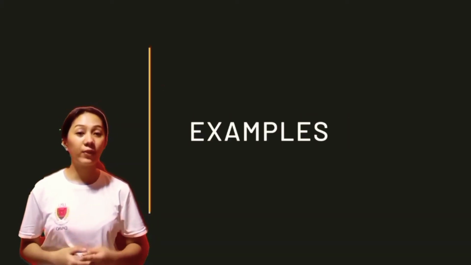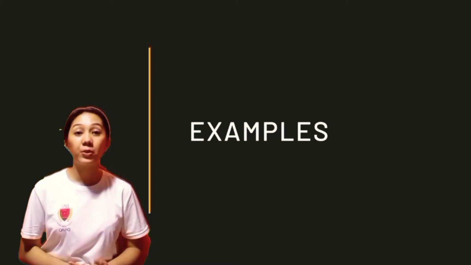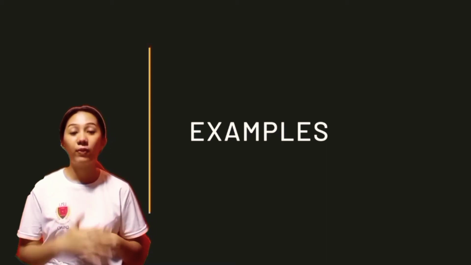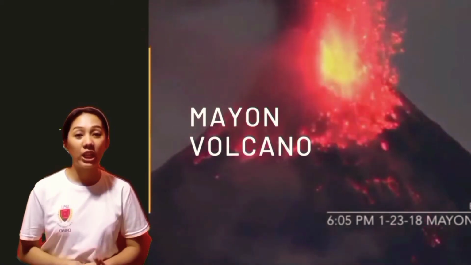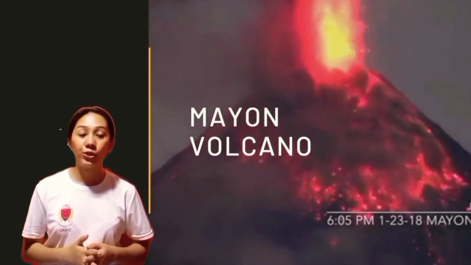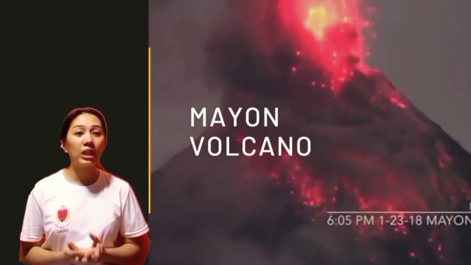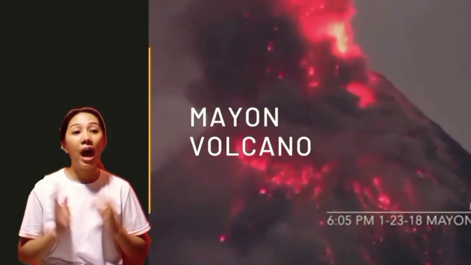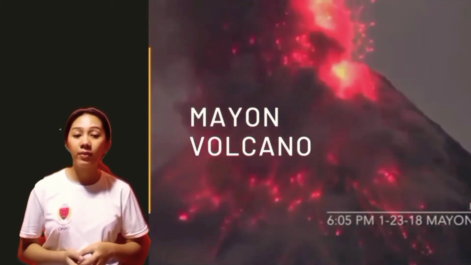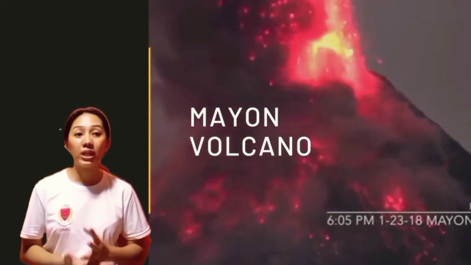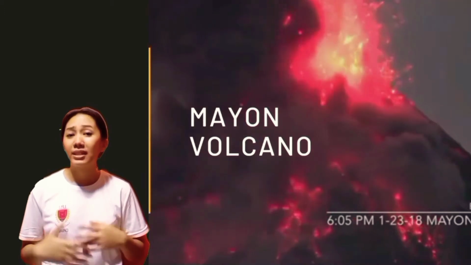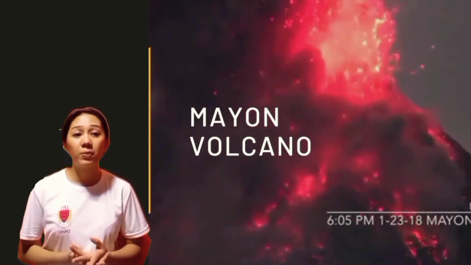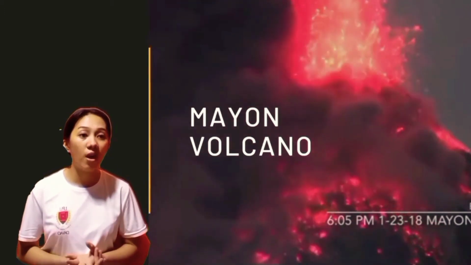Now, I will be giving two examples of volcanic eruptions that ejected mostly lava flows. One example is the eruption of Mayon Volcano, located in the Bicol region. Mayon Volcano is considered one of the most active volcanoes in the Philippines. Since the early 17th century, lava flows from Mayon Volcano have been recorded. But since then, no casualties caused by the lava flow have been recorded so far.